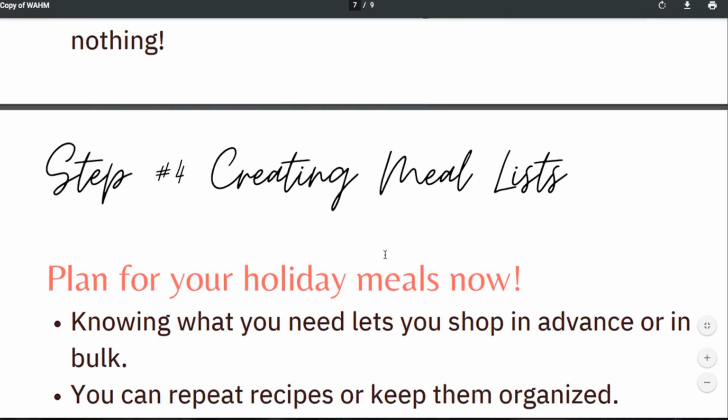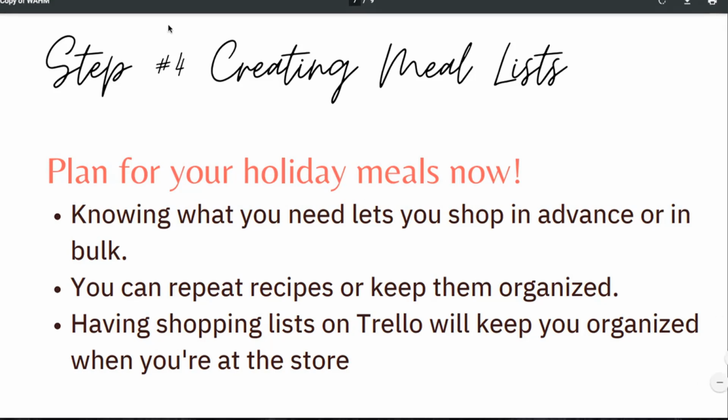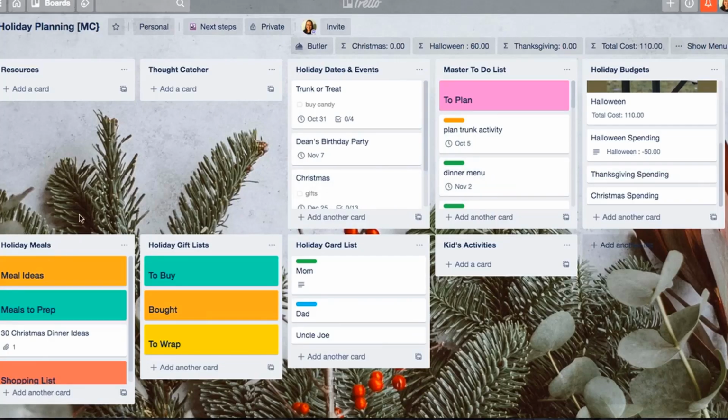After you're done with your budgets, we're going to create your holiday meals. This will let you shop in advance, like I mentioned with the flour example, or in bulk. You can repeat your recipes. You don't have to plan them a million times. You can keep them organized, and you can keep your shopping lists on Trello so that you have them for the store. So this is the next list, which is your holiday meals.